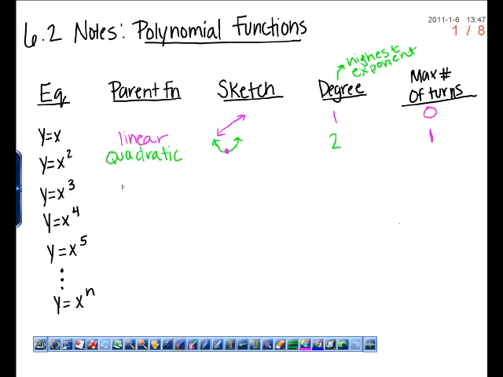All right, let's try y equals x cubed. What's that a part of? Cubic. Sketch in the air. Remember what a cubic parent function looks like? That was cube root. So this one's straight. It's more up and down, right? It's a taller S. What's the degree of a cubic function? 3. And what's the max number of turns, you think? 2. Right here and right here. That's when the graph changes direction.